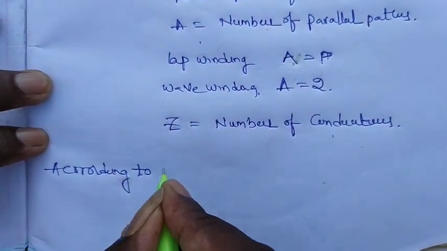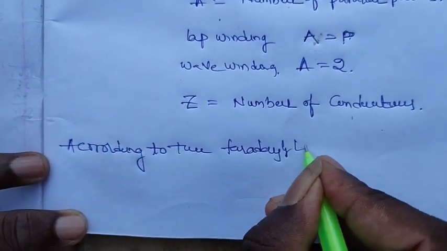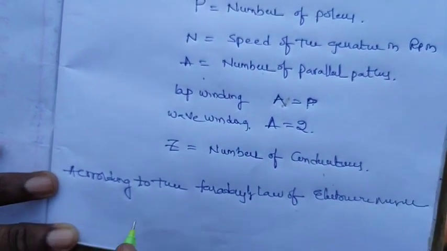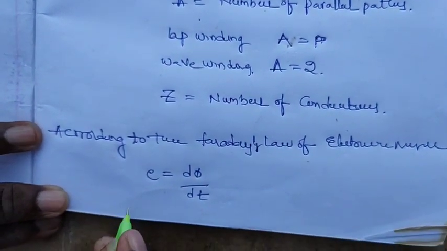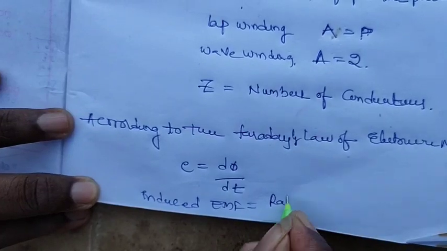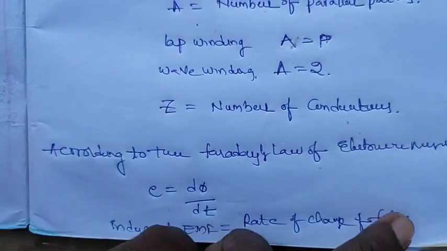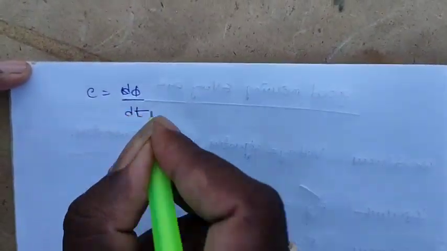According to Faraday's second law of electromagnetic induction, induced EMF equal to dφ by dt. So induced EMF equal to rate of change of flux linkages. So induced EMF is dφ by dt.